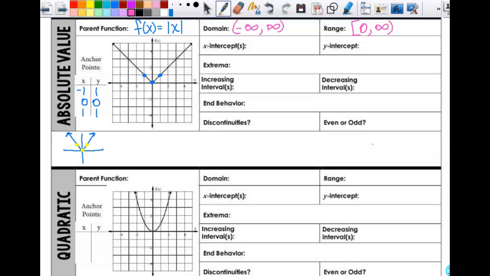Okay. All right, x-intercepts. Easy like the other one, right? I only have 1, 0, 0. Y-intercept is also 0, 0. Do I have any critical points or extrema here?